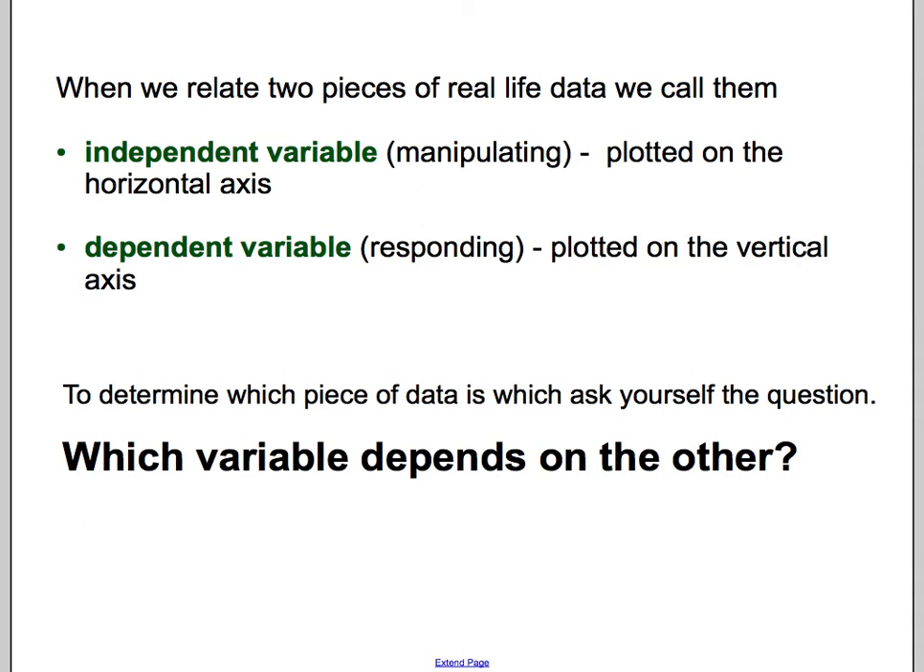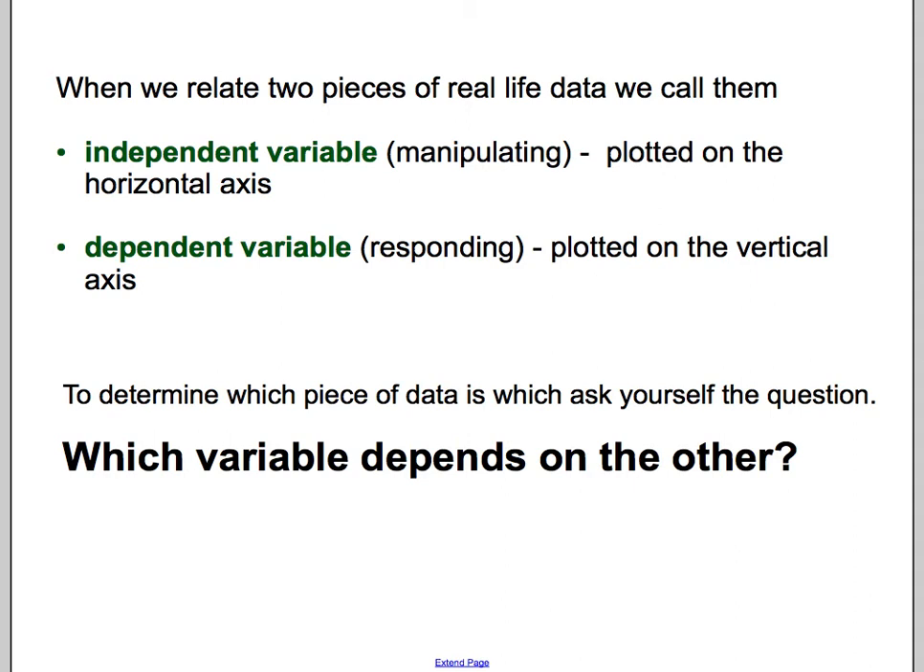In lesson 1 in unit 4, we talked about what a relation was, and a relation was relating 2 pieces of data. Since we're relating 2 pieces of data, we need to know which one is plotted on the horizontal axis and which one's plotted on the vertical axis. Otherwise, we're going to get different graphs. There is a rule of thumb that the independent variable is plotted on the x-axis and the dependent one is plotted on the vertical.